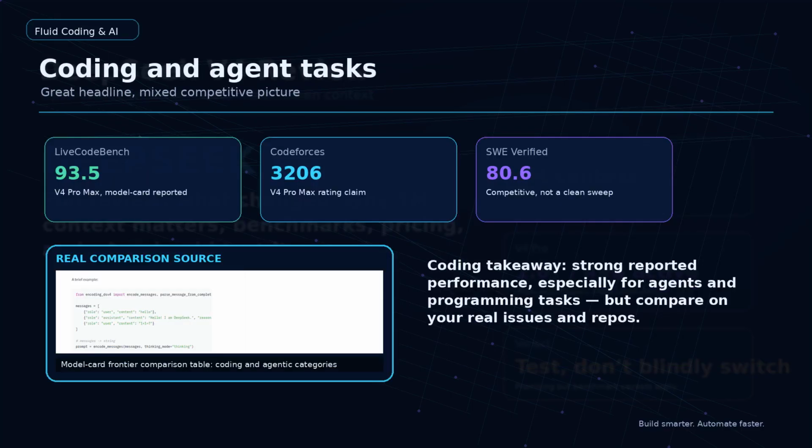For coding, the story is strong but not one-dimensional. The model card lists V4 Pro Max at 93.5 on LibCodeBench, and a Codeforces rating of 3206. It also lists strong SWE verified and tool use scores. But the comparison table does not show V4 winning every agentic category. On some software engineering and browsing tasks, other frontier models are still ahead. So the honest takeaway is not that DeepSeek V4 replaces everything. It is that it looks very competitive in coding-heavy workflows, especially if open weights and cost matter.